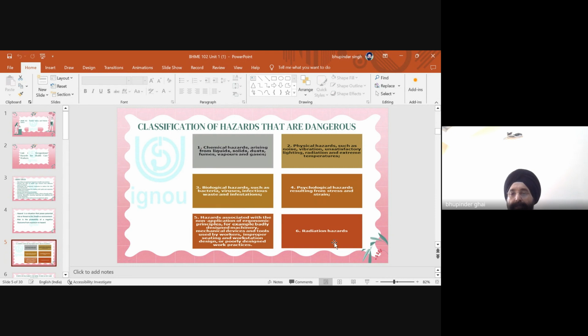Number six is radiation hazards. I think you have read about different radiation hazards in another course. Here also we'll discuss radiation hazards later on.